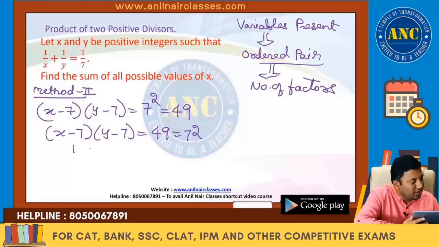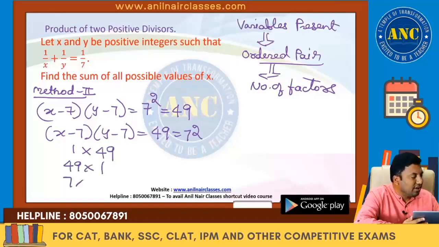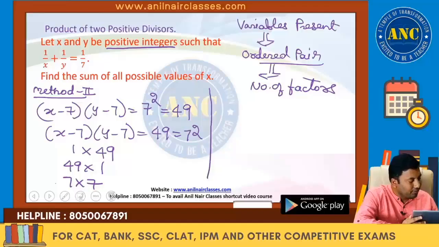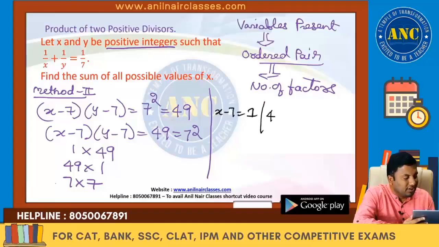So in how many ways? 1 into 49, 49 into 1 and 7 into 7. Please remember, this question is positive integers. That's all. You don't need to write minus 1 into minus 49, minus 49 into minus 1. Not needed. Now, x minus 7 is 1. X minus 7 is 49. X minus 7 is 7.